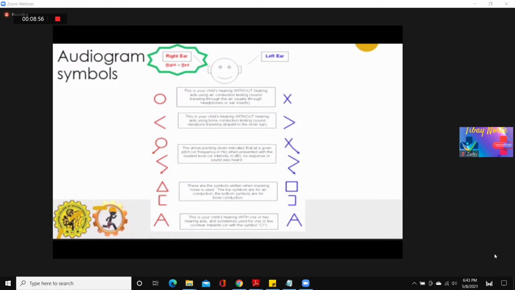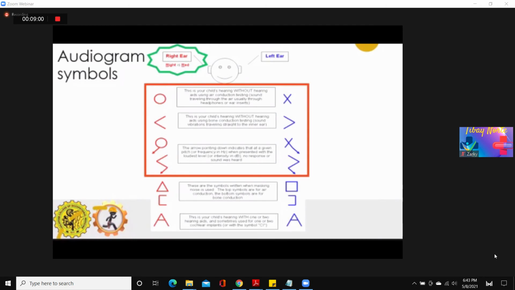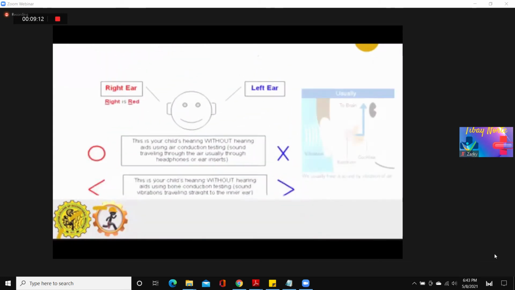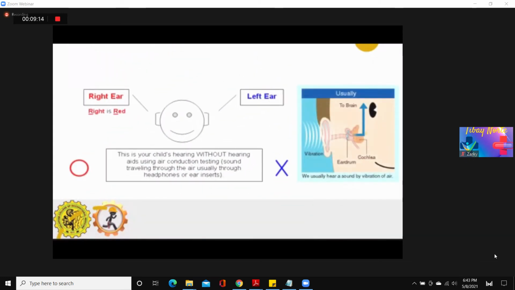We will only be discussing the upper four symbols. If in case you see that masking has been done to your patient, or you see the lower two symbols, it is best that you refer your patient to a certified ENT otologist or neurotologist for future management. Please disregard the word child. This is applicable for both adults and children.